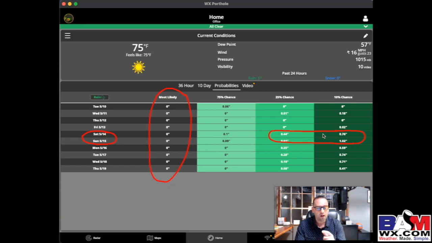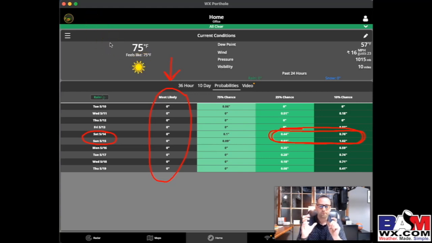So that's how these forecast values can essentially help you understand the risk in the forecast. Just because it says most likely, yes, it's possible that is the most likely outcome, but in certain situations, these extreme ensemble members can become very useful when forecasting rainfall and when forecasting snow and ice as well.